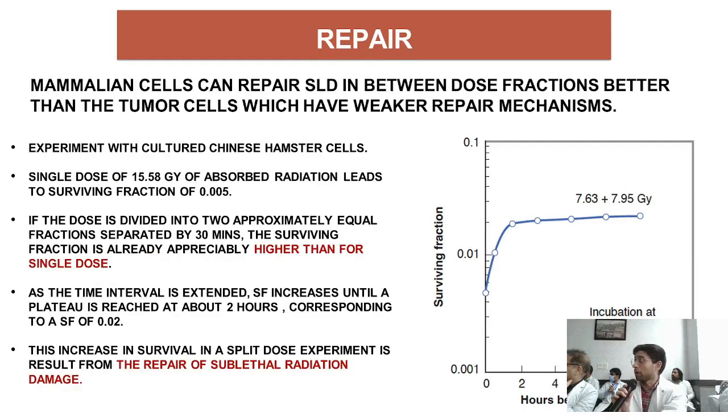If I talk about repair, as you can see on the right side of the screen, there's a surviving fraction graph. On the y-axis, we have the surviving fraction, and on the x-axis, we have the hours between the 2 doses. They performed this experiment in Chinese hamster cells. They gave a high dose of radiation and then noted the surviving fraction. When we give the first high dose, around 15.5 Gy, we noticed the surviving fraction was around 0.005.